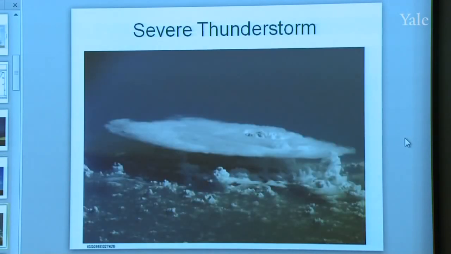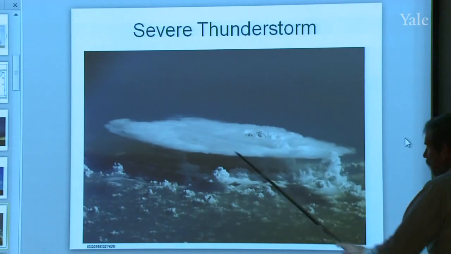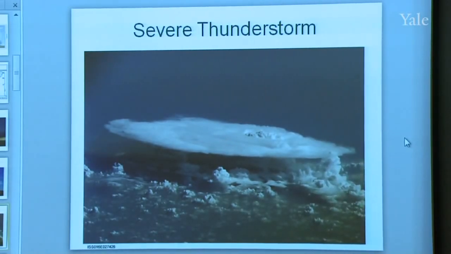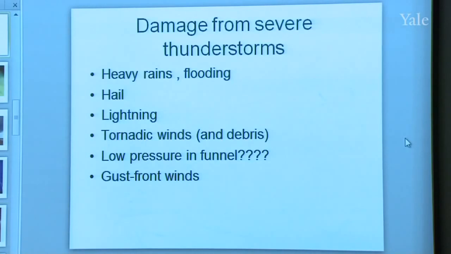Here's a picture from space showing the anvil. Clouds popping up on this side. Okay, so this list is probably not inclusive, but I want to mention at least these things.